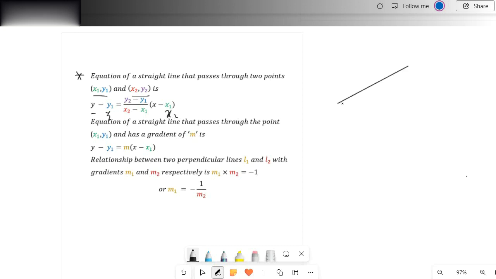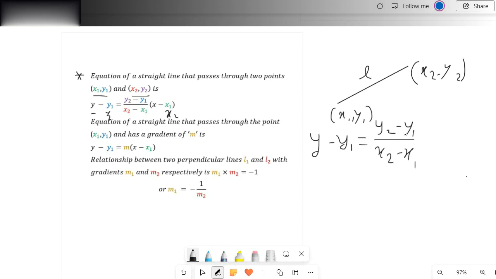Visually speaking, if we have a straight line that passes through the points x1, y1 and x2, y2, then the equation of this straight line L will be y minus y1 is equal to (y2 minus y1) divided by (x2 minus x1), or it can also be written as (y1 minus y2) divided by (x1 minus x2), multiplied by (x minus x1). If you notice, this expression is actually the expression for the gradient, where the gradient m is equal to delta y divided by delta x.